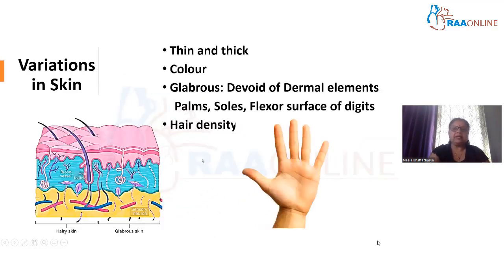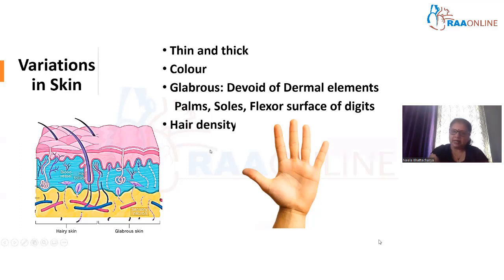The skin varies in different areas of the body that we know. In certain areas of the body, it is very thin. For example, in the eyelids, a full skin is only 0.5 millimeter thick. Whereas in the palms and the soles, the skin is very thick, even up to 4 millimeters. So there is a variation in the skin thickness.